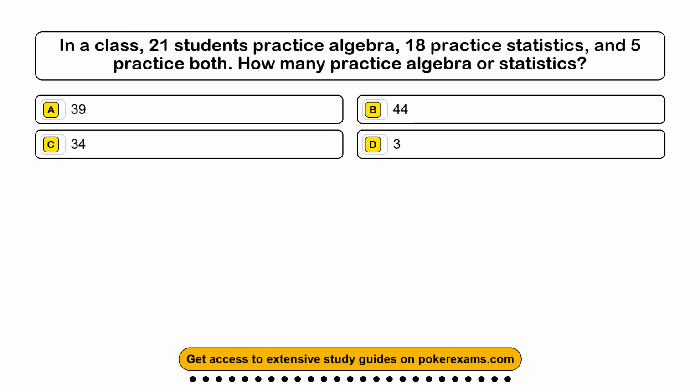Question 24. In a class, 21 students practice algebra, 18 practice statistics, and 5 practice both. How many practice algebra or statistics? Option A 39. Option B 44. Option C 34. Option D 3.